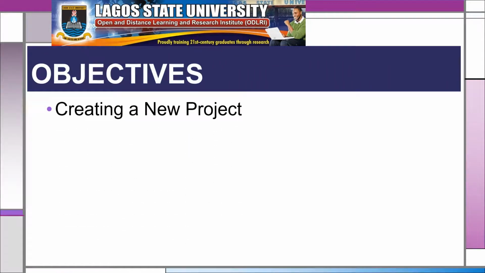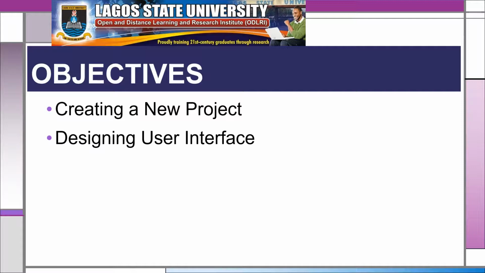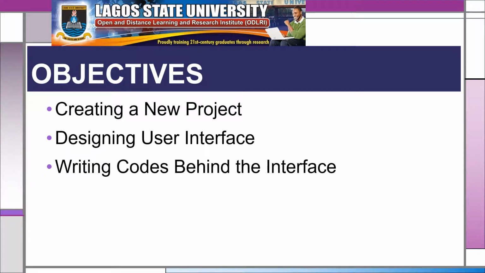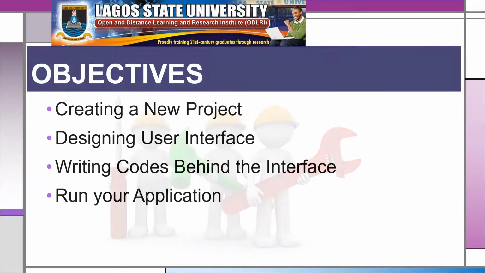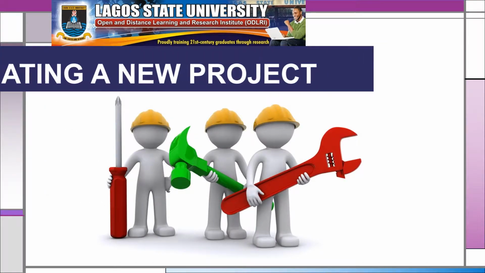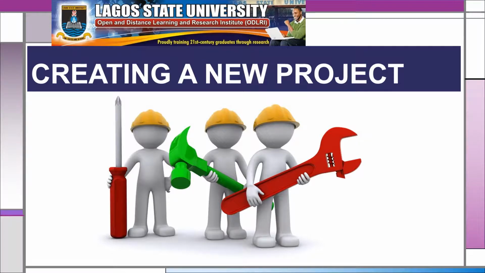First, we'll be creating a new project, and from there we'll design our user interface, and then we proceed further to enhance the functionality of the interface by designing or writing the code behind the interface, and finally we run our application. So let's start by first creating a new project.